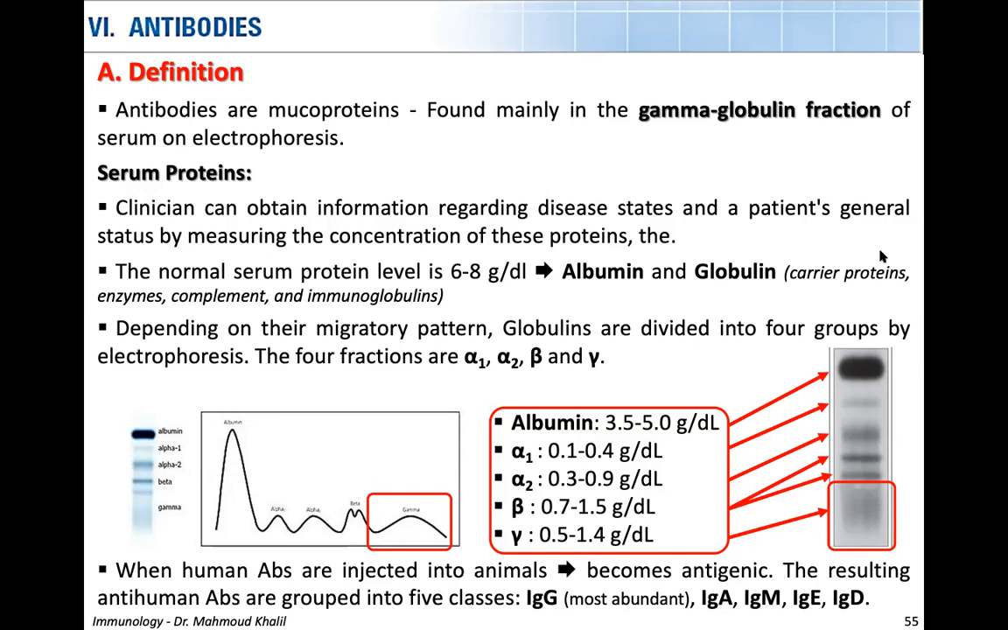And the resulting anti-human antibodies can be grouped into 5 different classes: IgG, which is the type of antibody that is most abundant, and IgA, IgM, IgE, and IgD. And we'll understand later on why they are named GAMED.